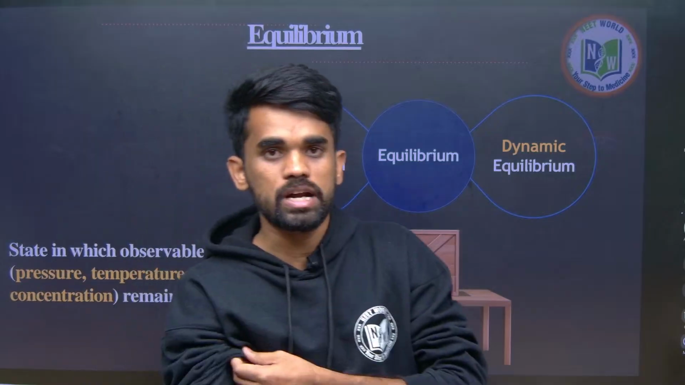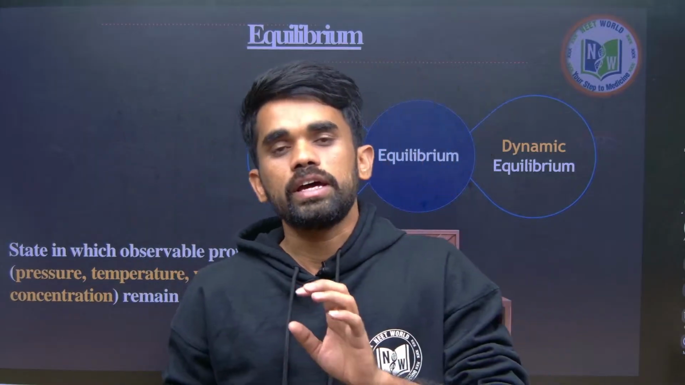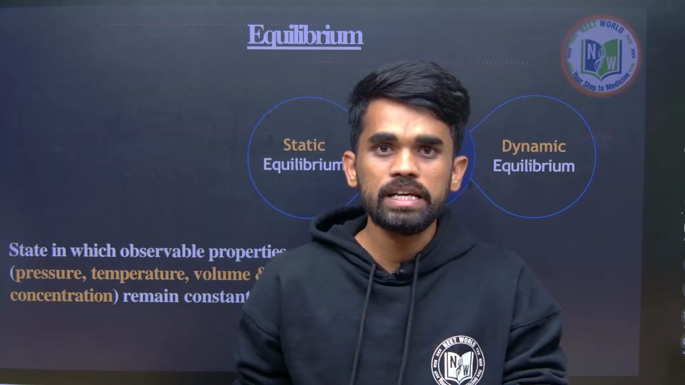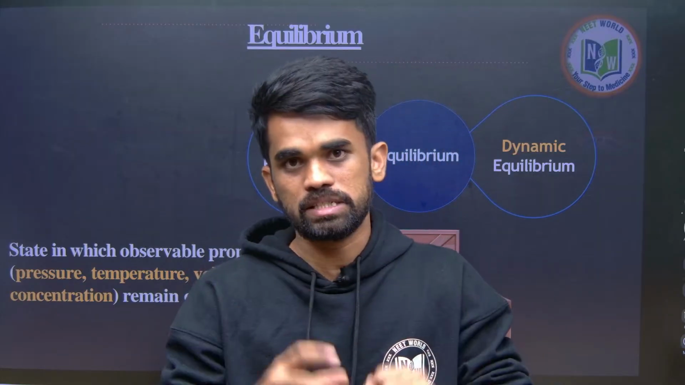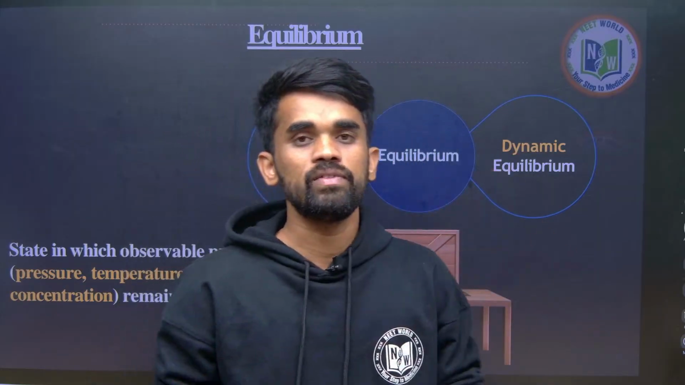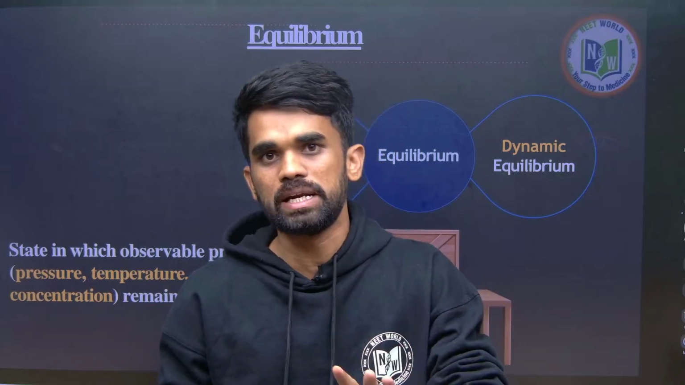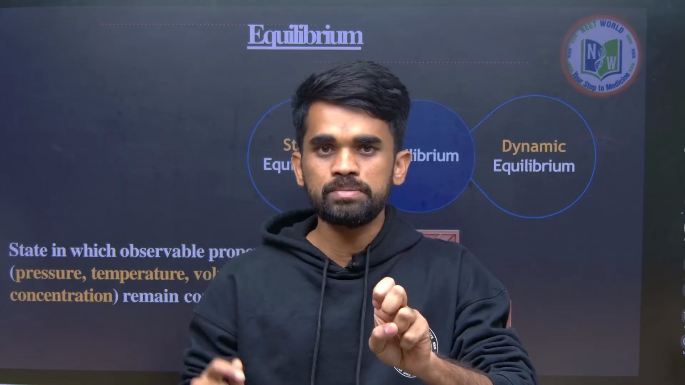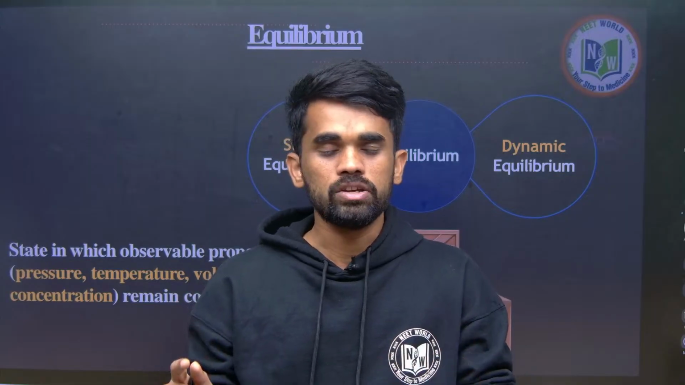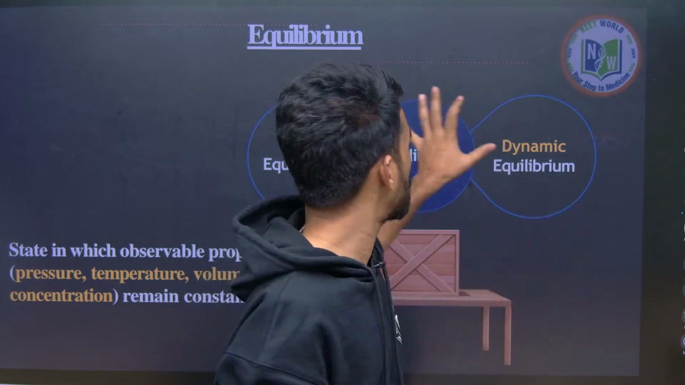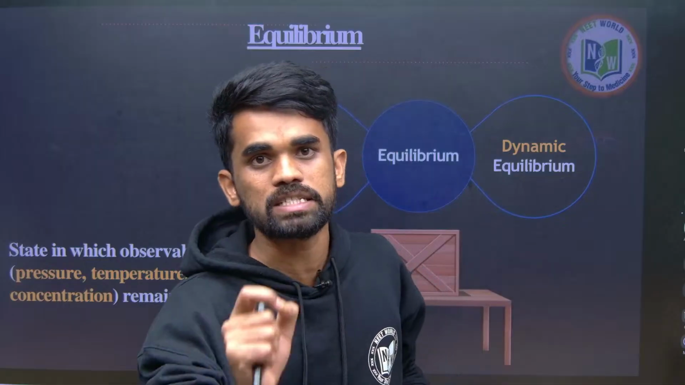Before starting the chapter, we know chemical reactions are of two types. One is reversible, another one is irreversible. This equilibrium is possible only in reversible reactions. So reactions are of two types, reversible and irreversible, and chemical equilibrium will be possible only in reversible reactions.